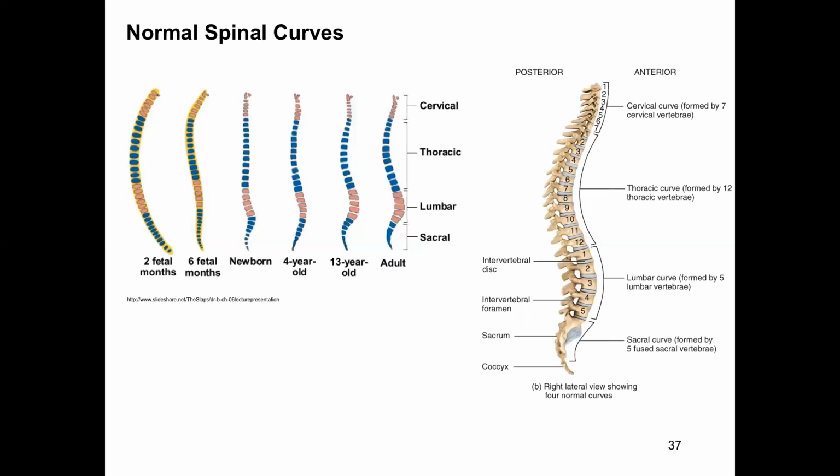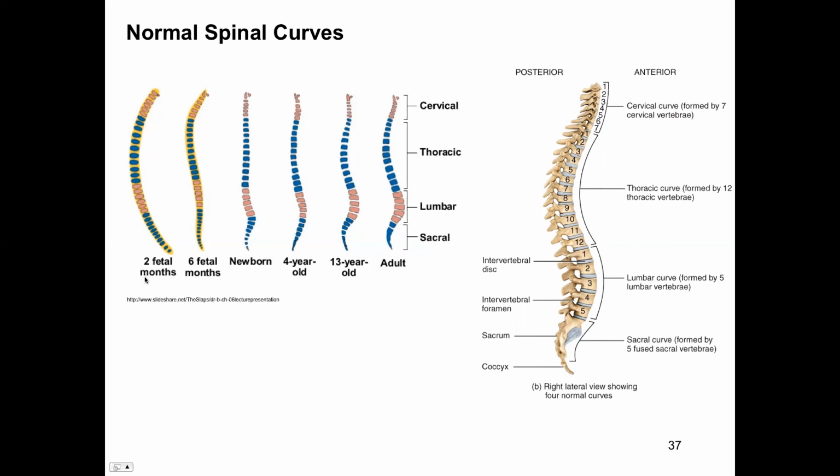Anyhow, now the spine has some normal curves. Here you can see on the right-hand side the normal curves that you have, and they're named. So the cervical curve, thoracic curve, lumbar curve, and sacral curve. These are normal, but they change throughout life. All right, so until adulthood.